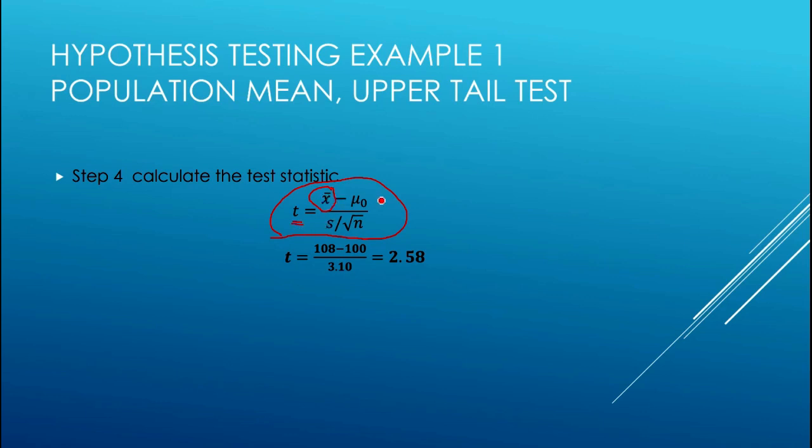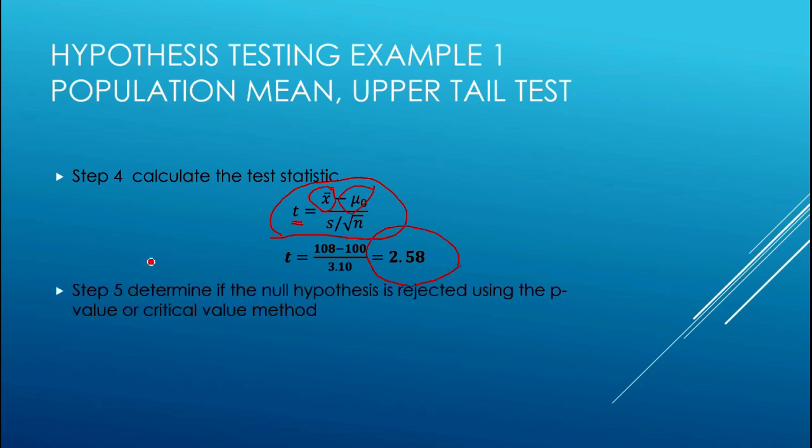But I can't just take the difference between X bar and my hypothesized value. I need to standardize it. I need to put it in terms of standard deviations. The appropriate standard deviation here is the standard error of the estimate, S divided by the square root of n. So it's 108 minus 100, that's an 8-point spread, divided by the standard error of the estimate, which is 3.1. My sample average is 2.58 standard deviations beyond the hypothesized value of 100. And the question is, is that enough standard deviations above the hypothesized value of 100 to reject the null hypothesis if I'm only willing to take a 10% chance of making a type 1 error?